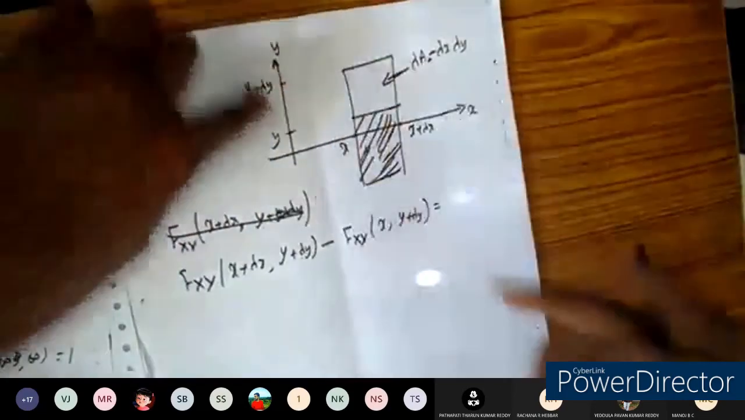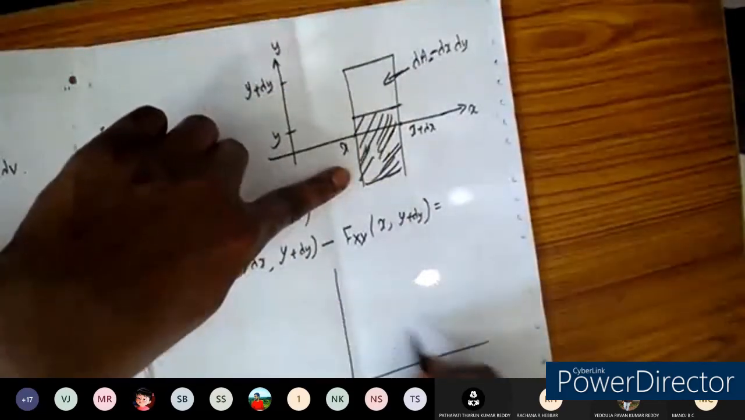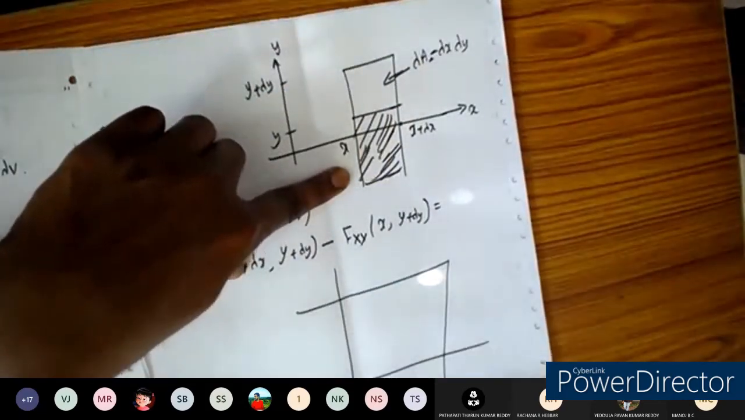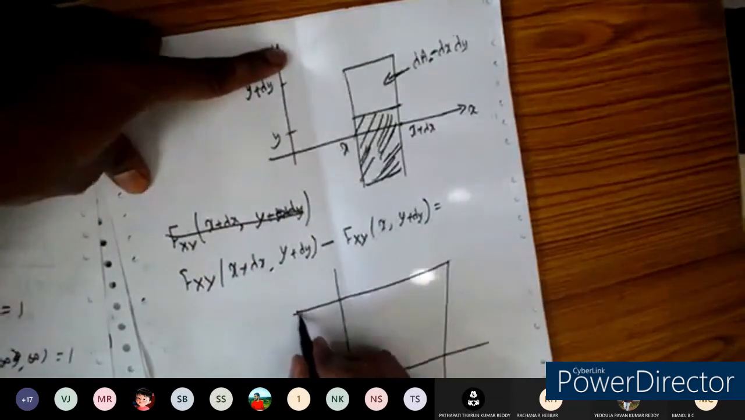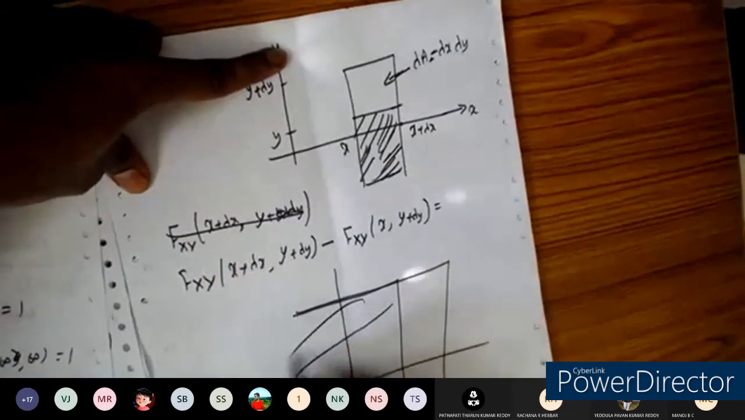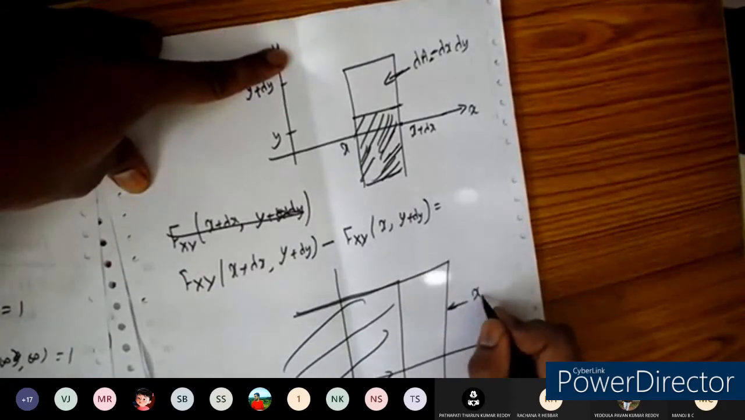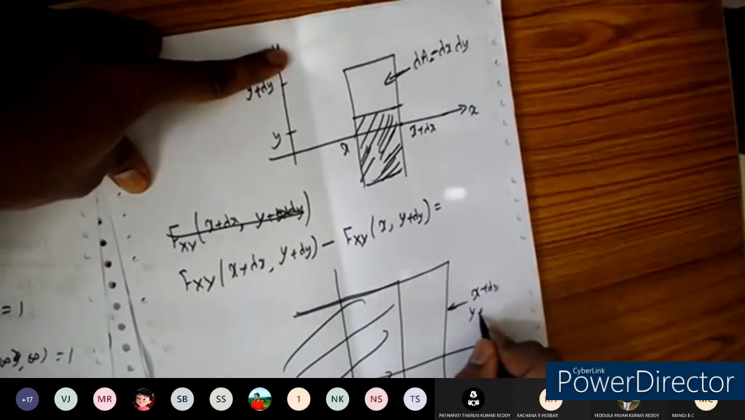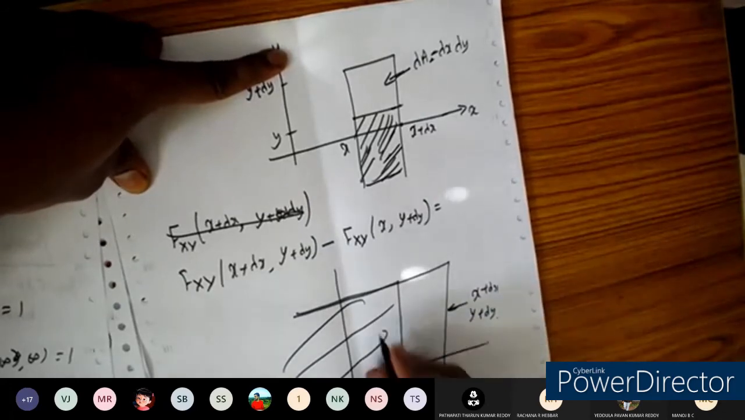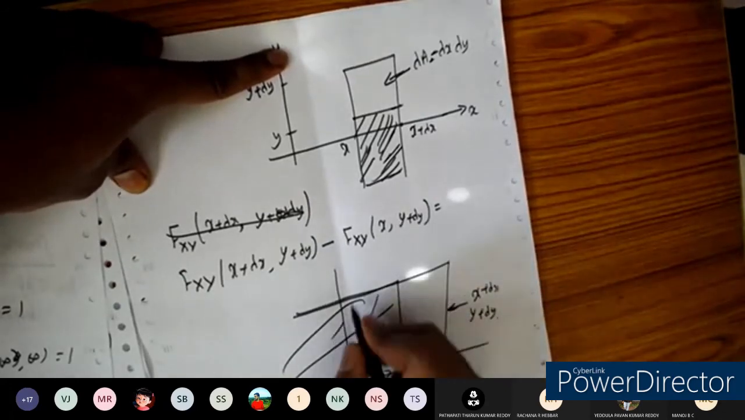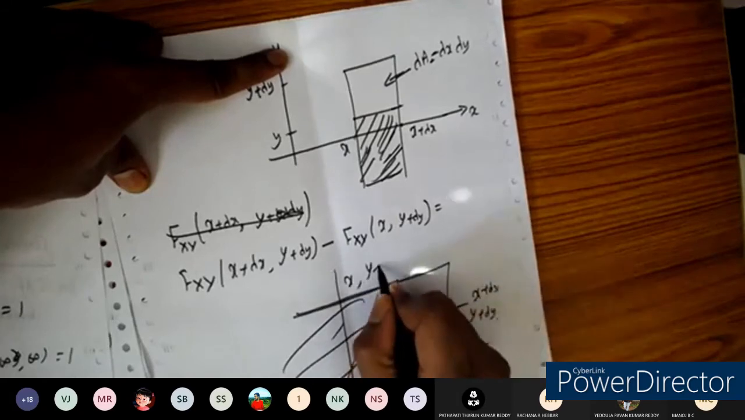I'm going to show this graphically. First we find this part of the area, and afterwards we subtract it with this part of the area. This is the area which starts from x plus dx and y plus dy, and this portion of the area is the one called x and y plus dy here.